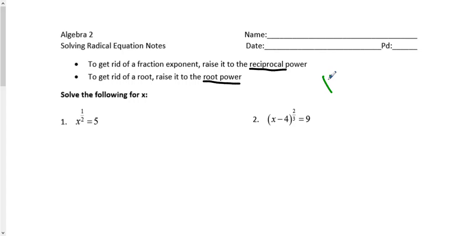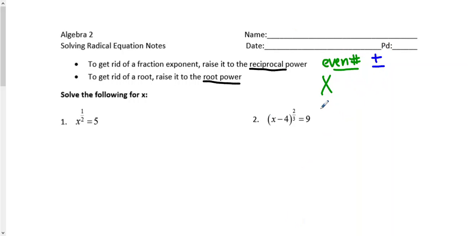Right. So if we have something raised to a fraction exponent, and on the top is an even number, that means your answer should have a plus or minus sign. The bottom number doesn't really matter. It's if the top number in your fraction exponent is even, your answer should have plus or minus.